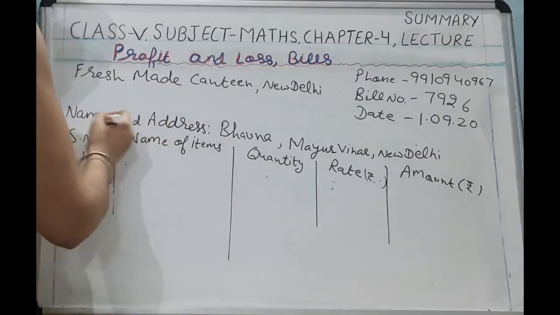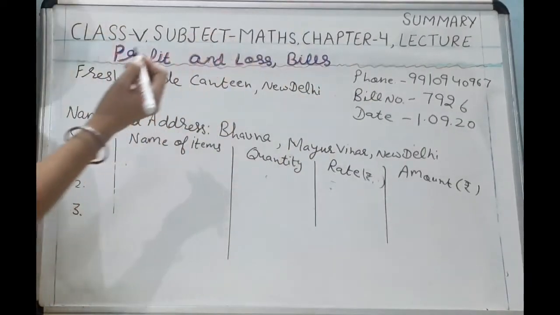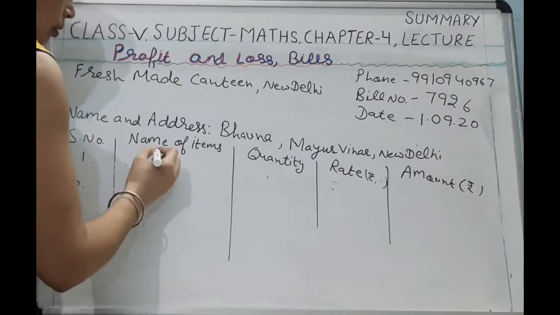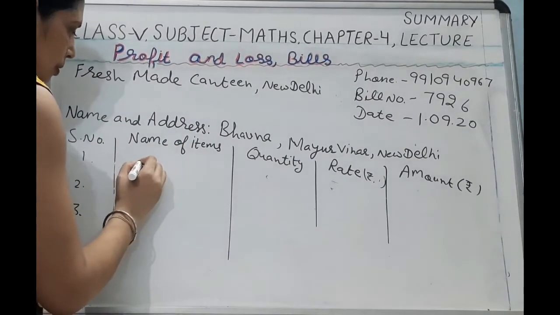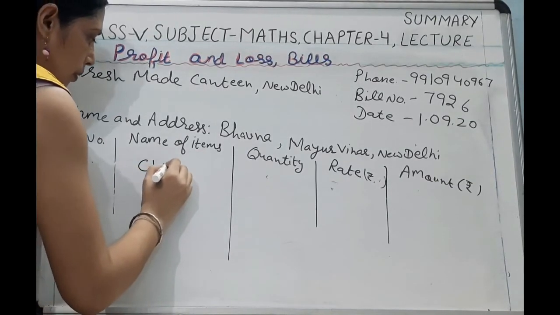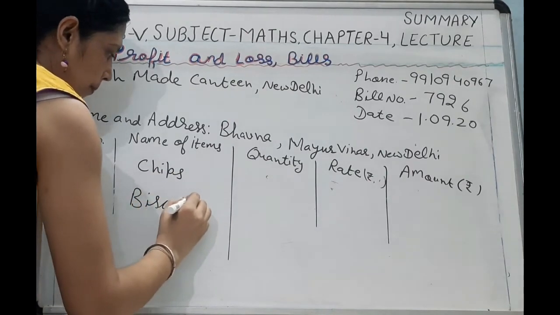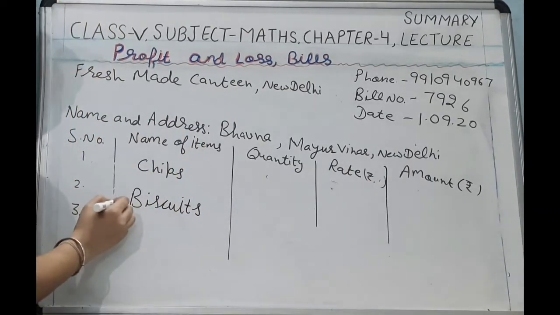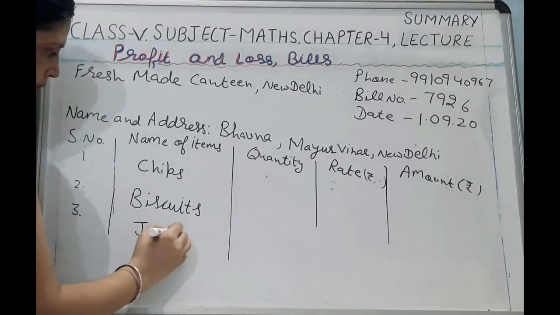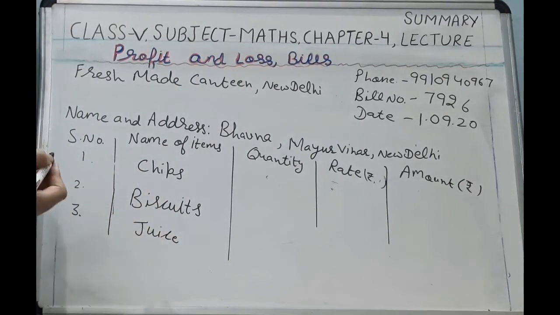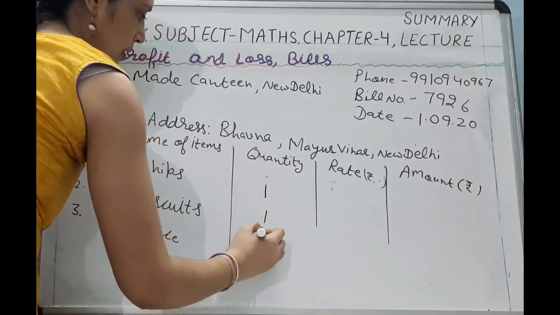Write down the name of the canteen. Then name and address of the person who has purchased. You are going to purchase, na? Phone number, bill number, date, serial numbers. Name of the items. If it is your fun day, what you are going to purchase? Chips, biscuits, and third is juice. Okay, you have got 50 rupees. So you are purchasing one packet of chips, one packet of biscuit, one packet of juice.